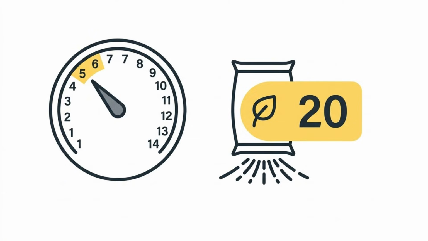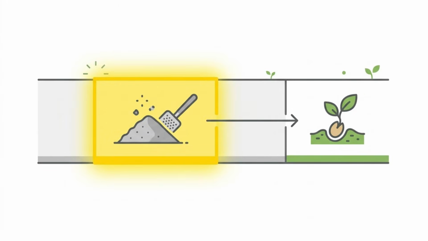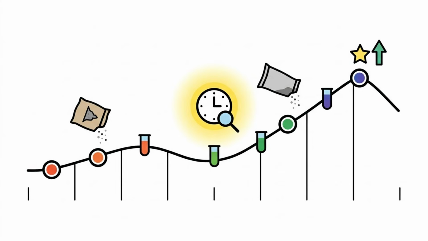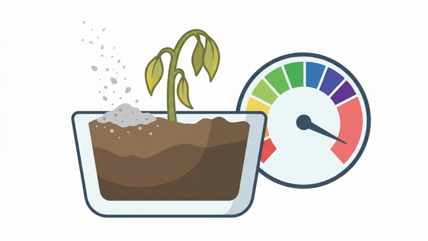A general application rate for wood ash on vegetable garden soil that tests between 5 and 6 on the pH scale is about 20 pounds per 1,000 square feet, applied once per year in late winter or early spring before planting. Do not apply more than this in a single season, even if the soil pH is very low, because the pH shift from ash application peaks over several weeks, and you want to see where the soil lands before applying more.